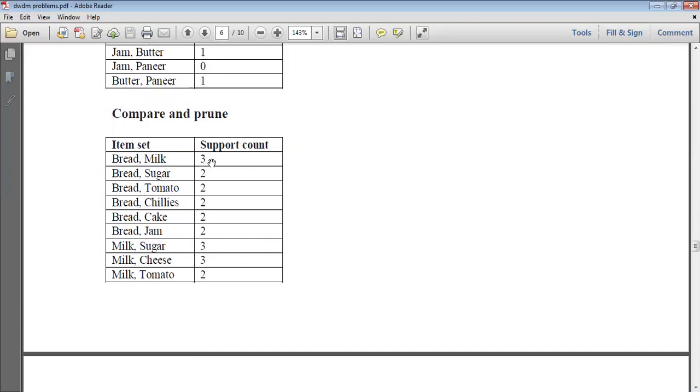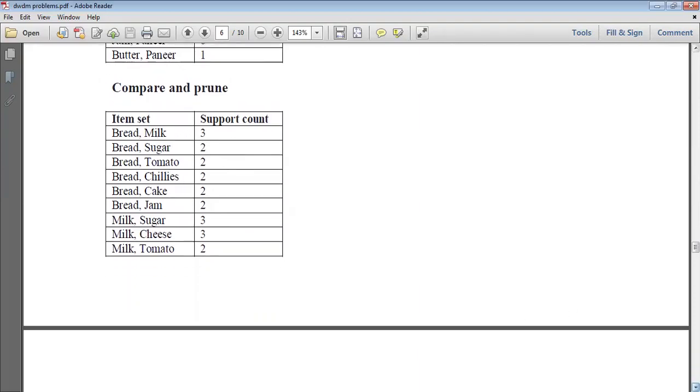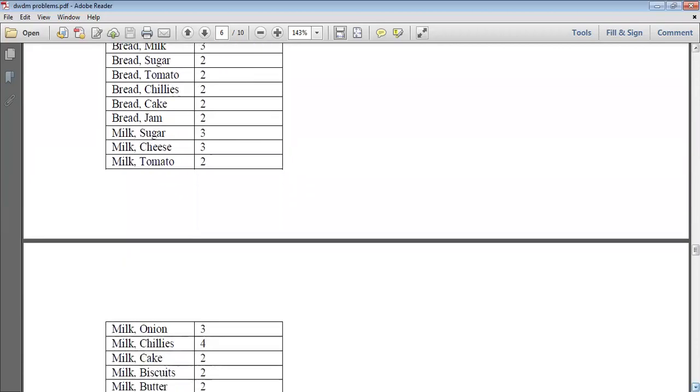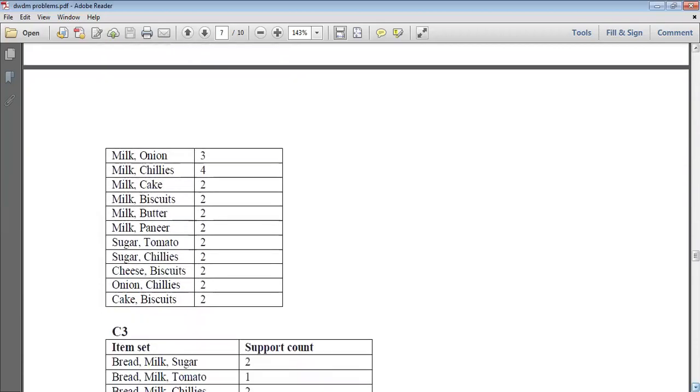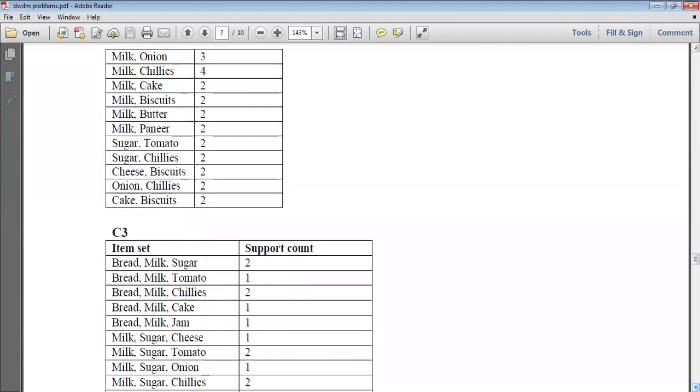Bread, milk: support count is 3. Bread, sugar: 2. Only 2 and 3. Only those support counts we have to consider. After considering those item sets, now you have to generate candidate generation 3.